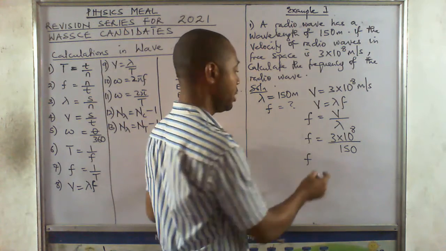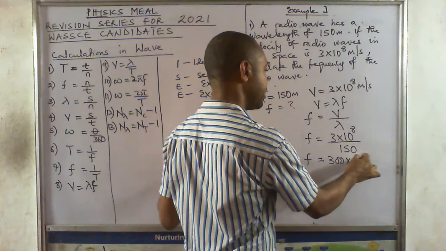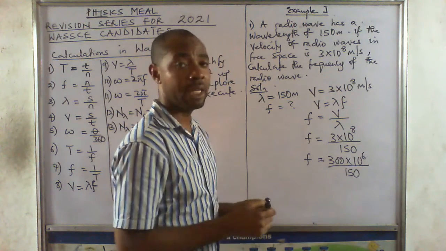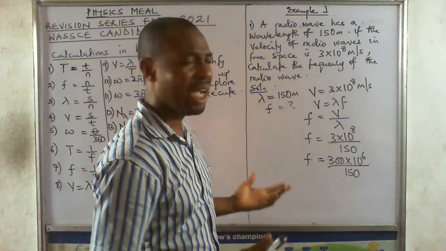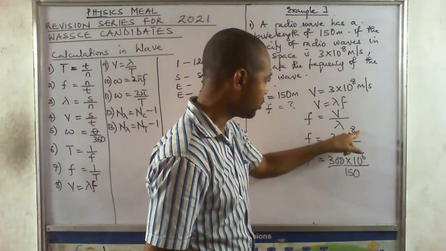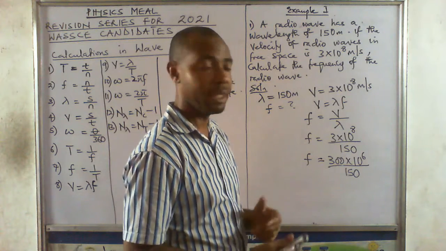Yeah, in my own way. Let me do this. I can write this as 300 times 10 raised to power 6 divided by 150. That's what I've decided to do. Somebody will say, why are you doing this? Because 300 times this, these two zeros will still make up this. Just know how to solve your problems and make it easy for you.